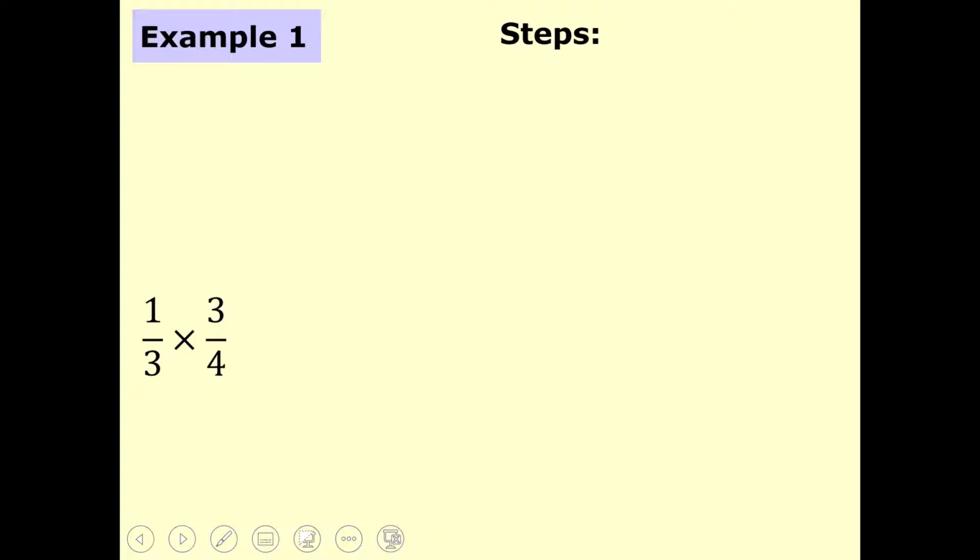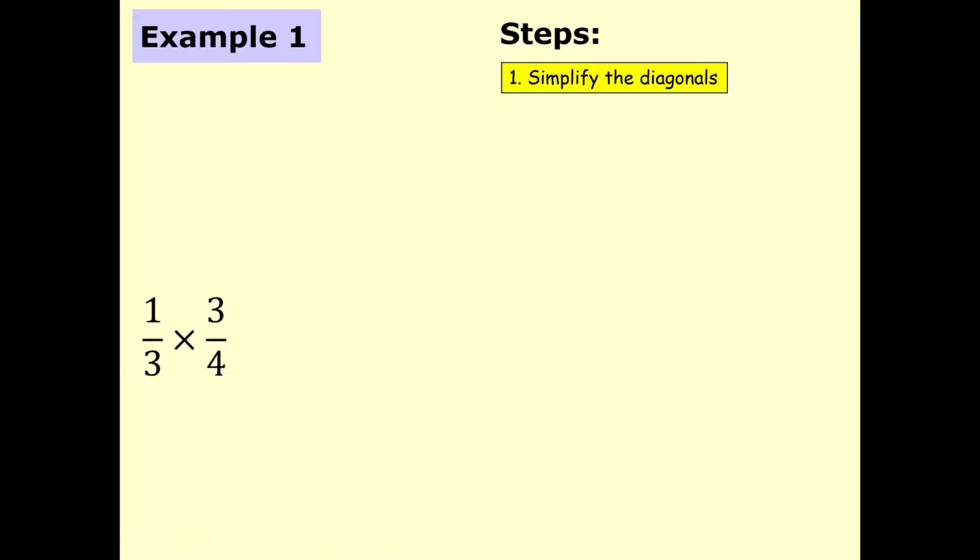For this example, the steps that we're going to take to work out 1 over 3 times 3 over 4, we are first going to do what I call simplify the diagonals. So we're going to look at our question here, and we're going to look at our diagonals. And by diagonals, I mean diagonally opposite from each other. So 1 and 4 are diagonally opposite from each other. And then we have 3 and 3. They're diagonally opposite one another. And we're going to think about simplifying that.